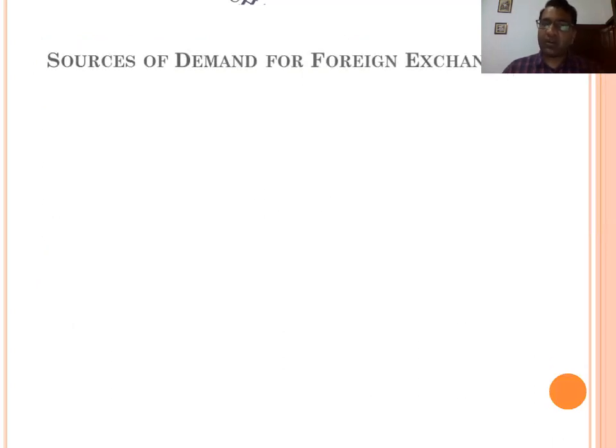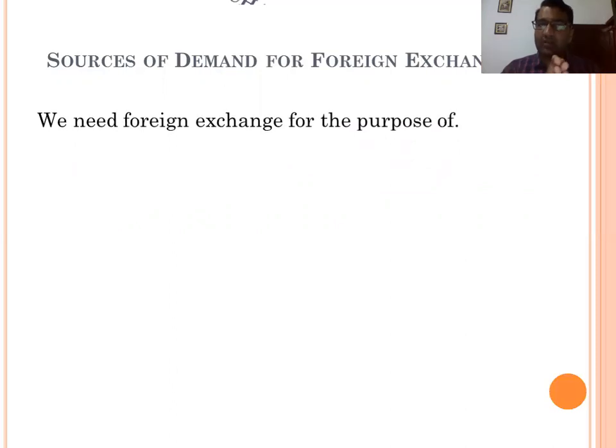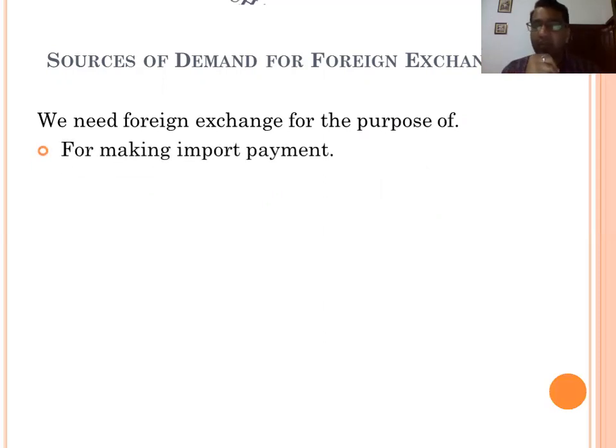Now, the sources of demand for foreign exchange. Why do we demand foreign exchange? We need foreign exchange for the same purpose as we need money, for purchasing goods from a country. For making import payments, we need foreign exchange. I already told you, foreign exchange is a currency or a reserve of foreign currency. So for making import payments, we need foreign exchange, because import payment we cannot make in rupees. We need dollars or any other country's currencies to make payment for the import.